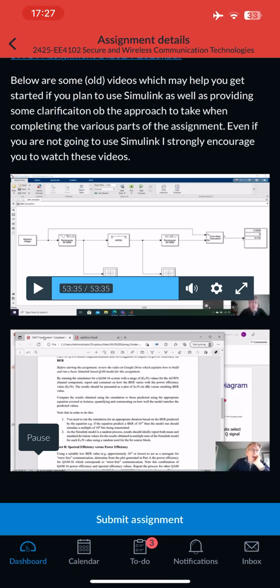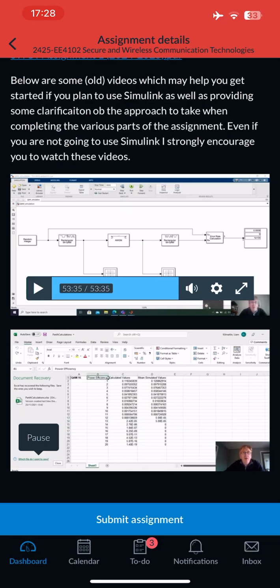Okay, so what I would say is if we start off with part A, which is unchanged, you are asked to use QAM16 and, for a range of different power efficiencies, gamma values, plug them into the equation to give you bit error rates, run the simulation to give you simulated bit error rates, and then plot the two of them. So you will end up, again thanks to your colleague, I have a set of data here of power efficiency and the calculated values by plugging them into the equation and the results of simulation.